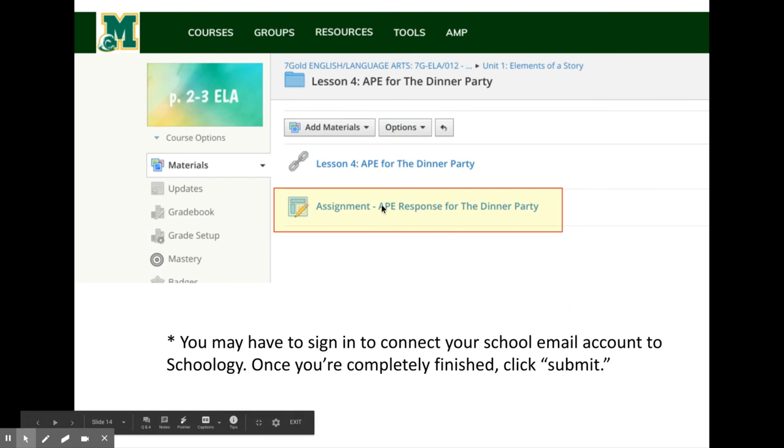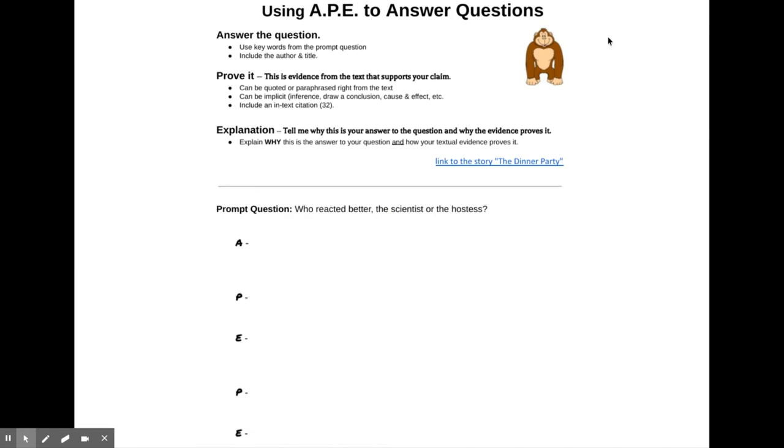But when you click on this and you connect it to Schoology, you're going to get a sheet that looks like this. Now, it reviews up here what to do. You'll also have your link to the story of the dinner party, so you don't have to click back and forth because you're going to need it for your textual evidence. And here's your question. Who reacted better, the scientist or the hostess?